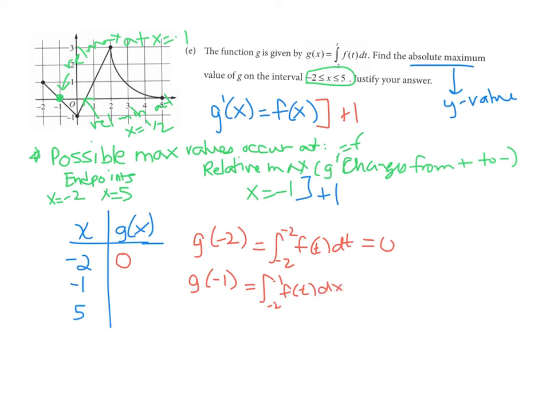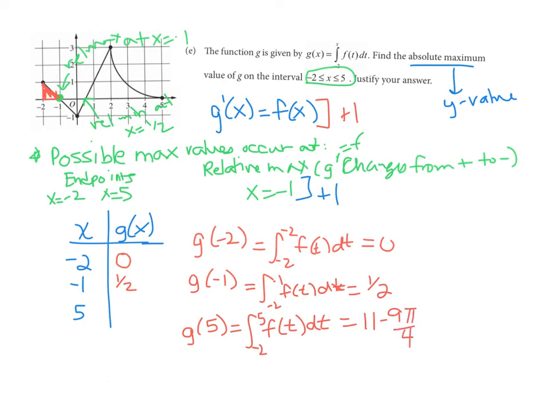If you look at your graph, that is actually going to be this triangle here. And so that one is 1/2. So the last thing I need to look at is g of 5. Thankfully, we've already found the value of this integral from -2 to 5. In part C, we found that it was 11 minus 9 pi over 4. I would recommend just using your calculator to evaluate that. You will find, though, that that is bigger than 1/2. So that actually is going to be my absolute maximum.